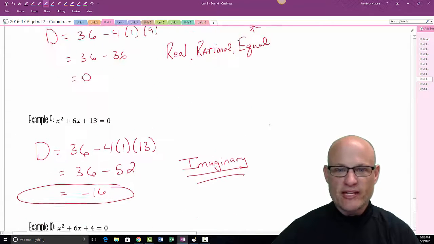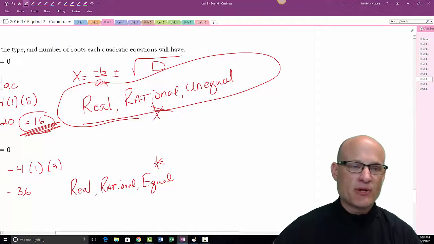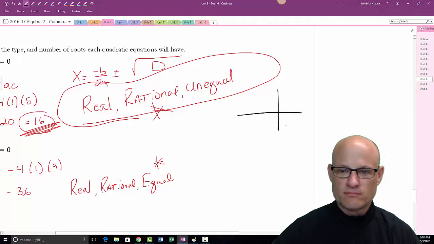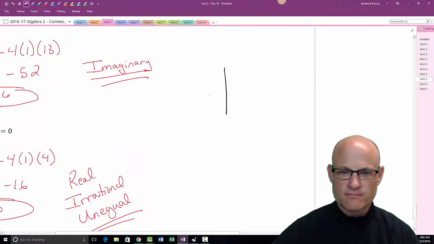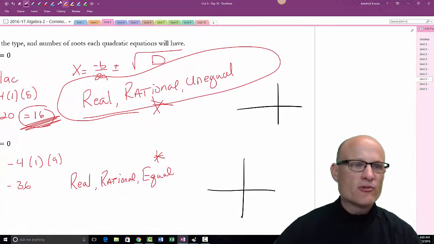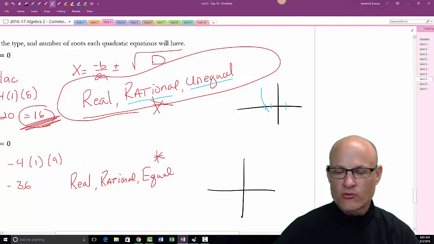All right, so let's get a quick picture of what each one of these looks like. So real, rational, and unequal. Let me put axes for all of these. All right, I've got axes for all of these now. I'm going to go back and draw. So let's draw it in blue. Whenever they are real, rational, and unequal, they're going to hit at nice points. So you might get something like this. Goes through a nice point, goes through a nice point.